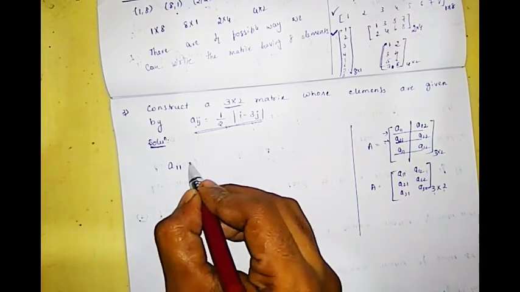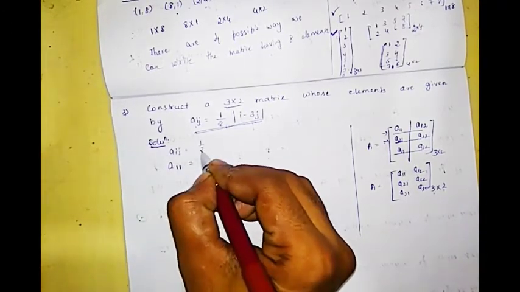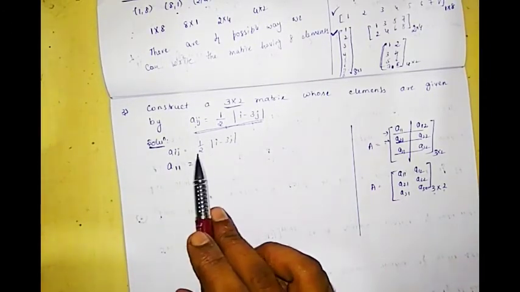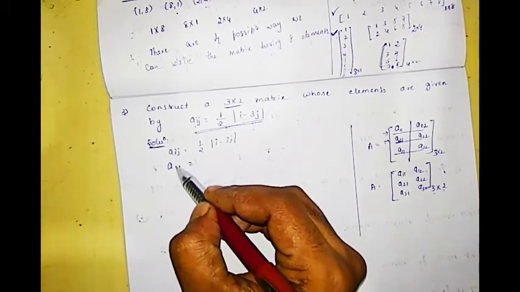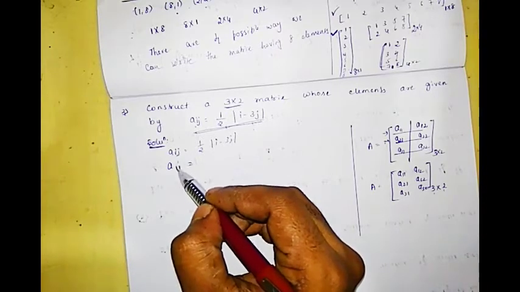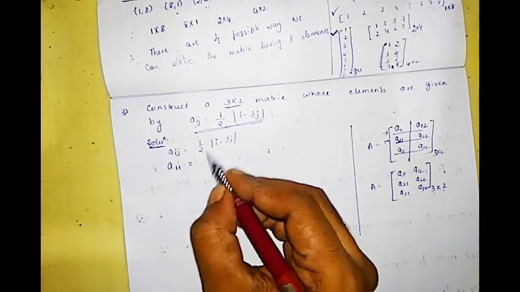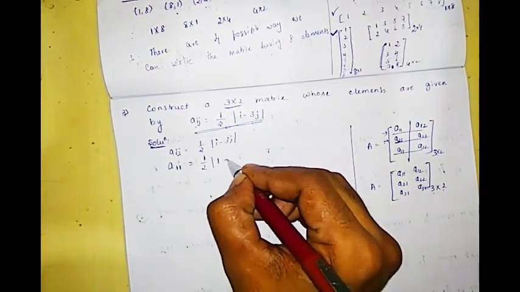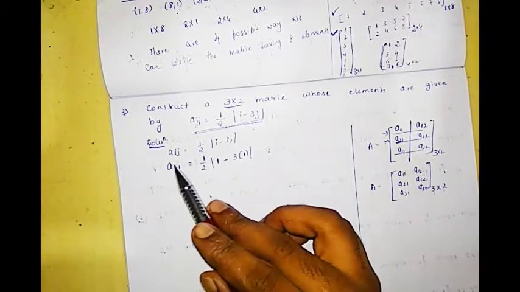For A11, just compare this with Aij equal to 1 by 2 modulus of I minus 3j. The matrix element is given as half into modulus of I minus 3j. In the place of I we have 1, and in the place of J we have 1 on the left hand side. On the right hand side also we should substitute I by 1 and J by 1. Simple thing, just substitute and get the element.